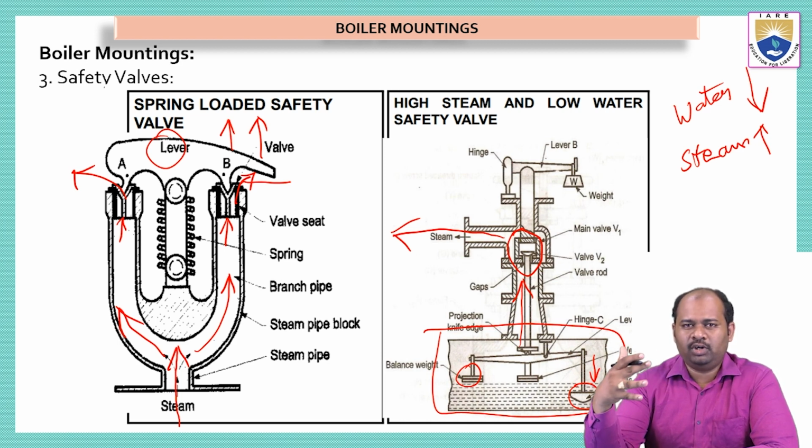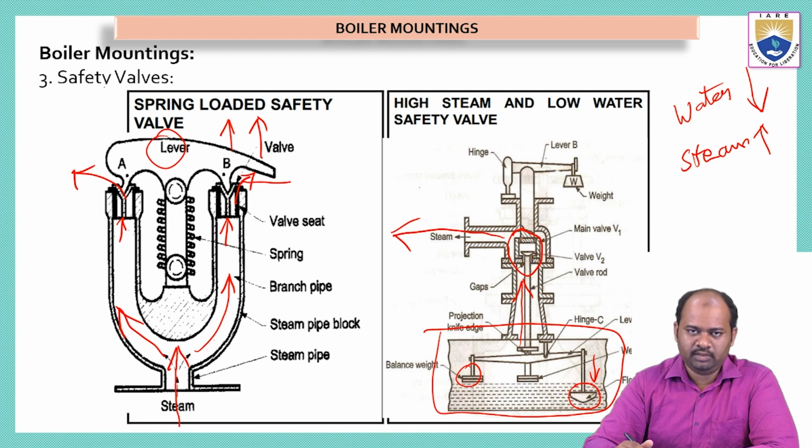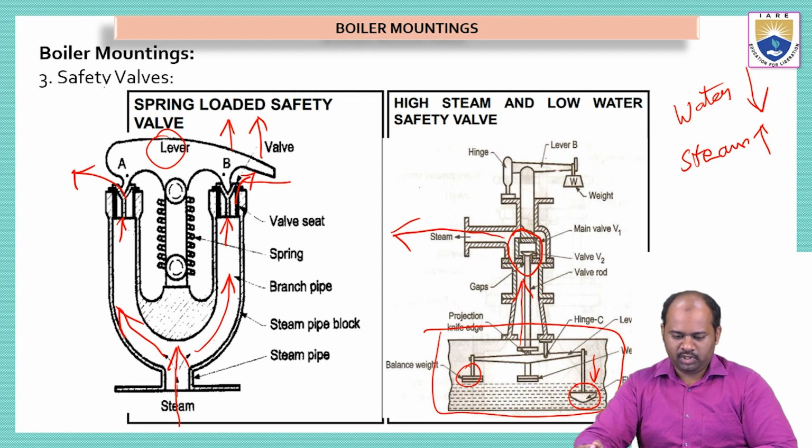Because whenever the water level decreases, it is directly indicating that the steam is more when compared to water. So whatever water is there is completely converted into steam. That is why it indicates that when there is more steam, the pressure inside the tank will be more. So we have to remove the excess steam by opening this lever. Okay, so this is the high steam and low water safety valve.